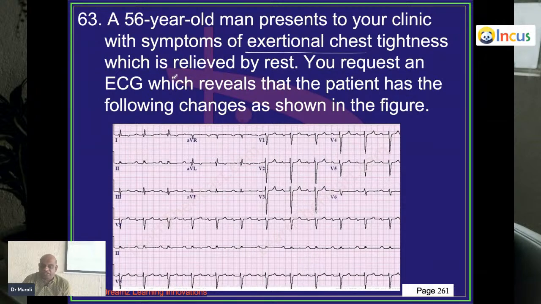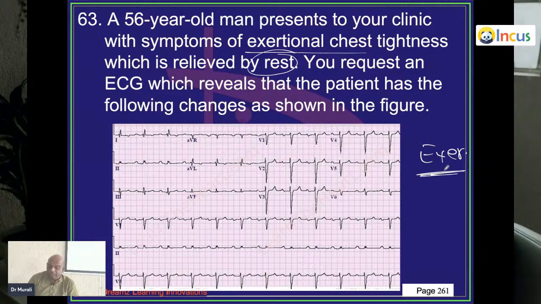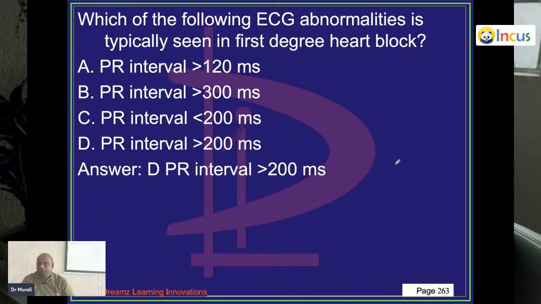56-year-old man with exertional chest tightness, relieved by rest. ECG is being shown to you. Always exertional chest tightness, relieved by rest, is an important clue. And now the question comes. First degree heart block means what is our definition? The other day we discussed. Come on. If you don't answer, I will be sad. What is the definition? PR interval more than 200. We discussed it, right?